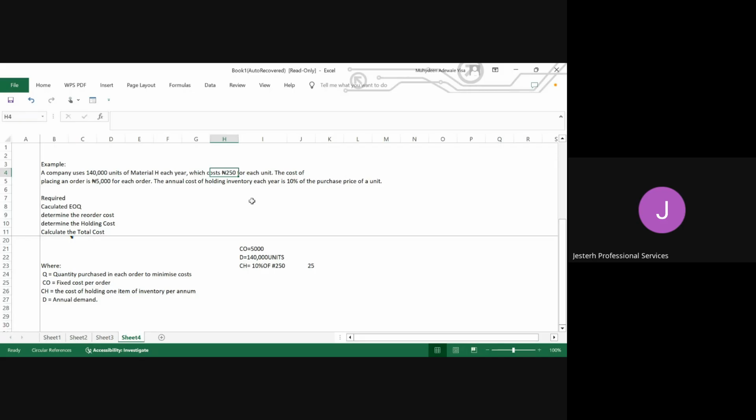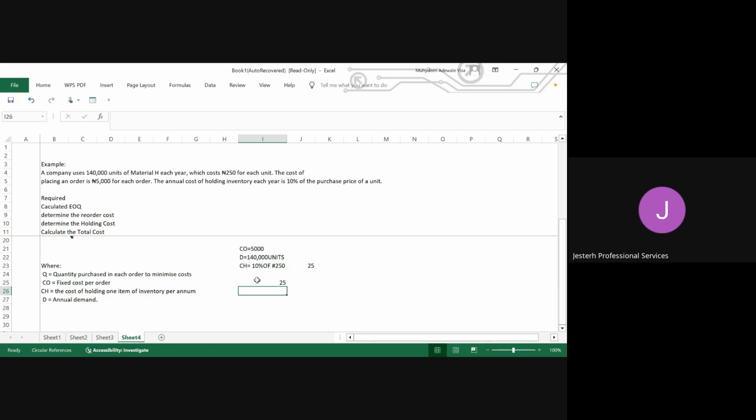Whenever they are bringing in each of these material H, they have already set aside the holding cost to be 10% of it. So that is the reason why we now say 250 naira divided by 10. You see, it gives us 25 naira. That's how we arrive at 25 naira.